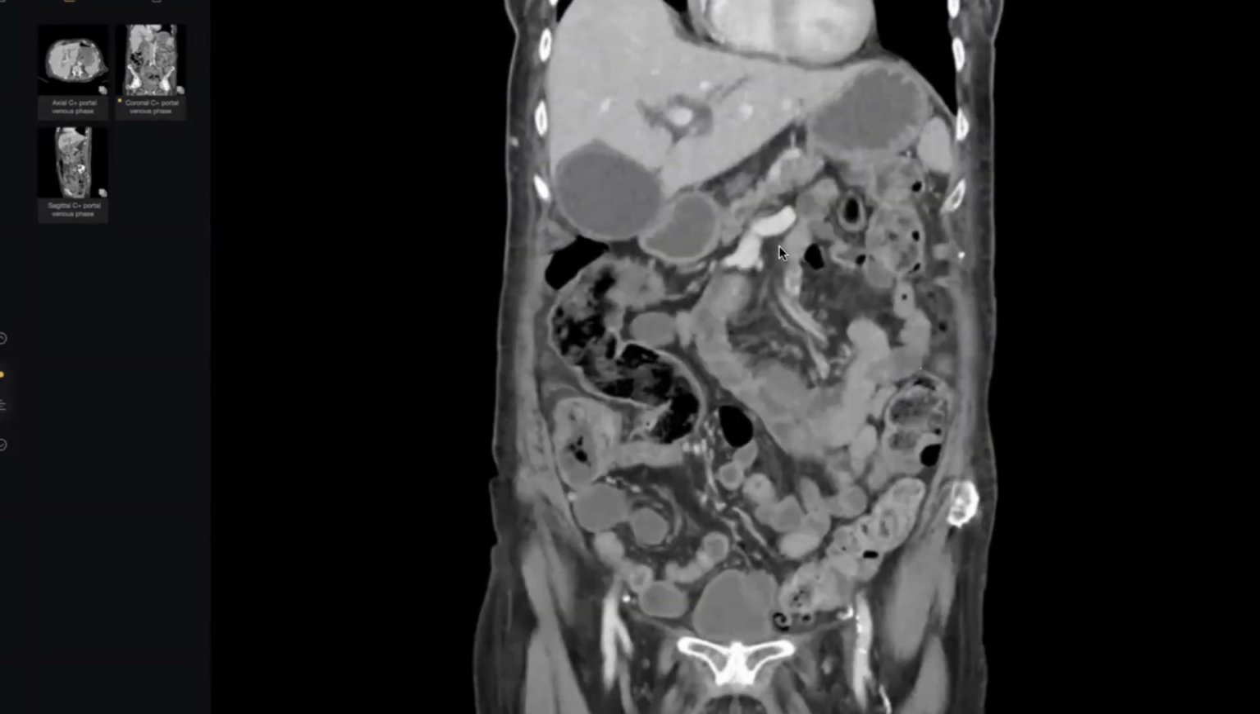So what's your diagnosis? This is a case of choledocholithiasis with dilated common bile duct and intrahepatic biliary dilatation. Complicated by? Cholangitis. So it is a case of ascending cholangitis. What's your next step?